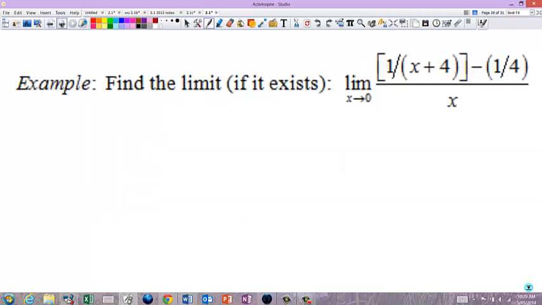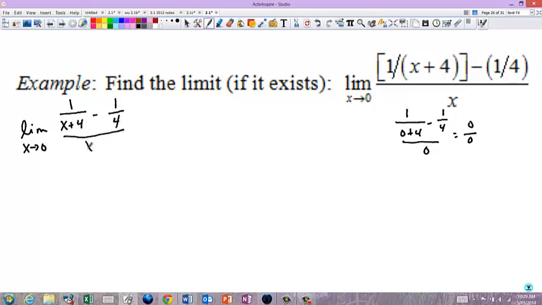The last way is getting a common denominator. We always plug our 0 in first, so it'll be 1 over 0 plus 4 minus 1 fourth over 0. So that's 0 over 0. Remember, if you had plugged your 0 in and got a number, you would have been done. So I'm going to do the limit as x approaches 0 of, I'm going to get a common denominator. I'm just going to rewrite my problem: 1 over x plus 4 minus 1 fourth, over x.